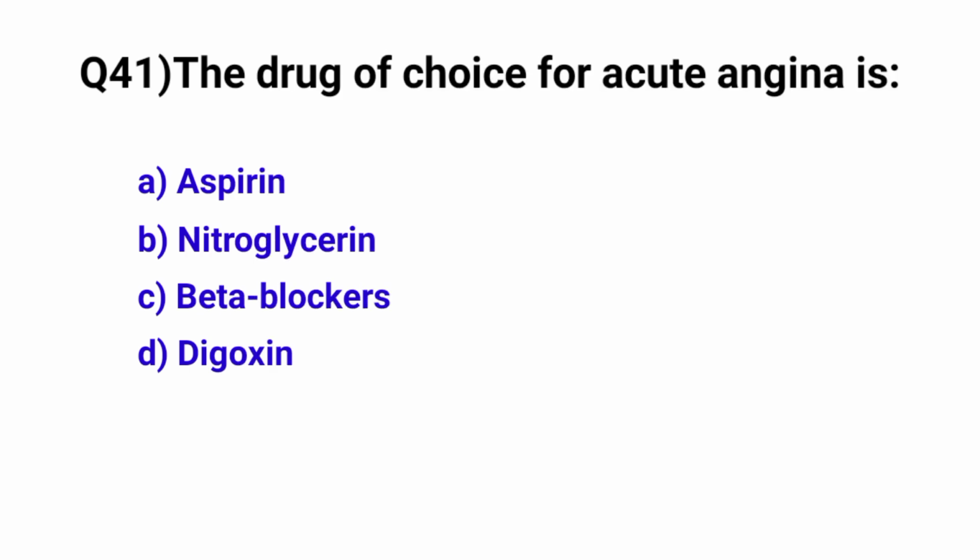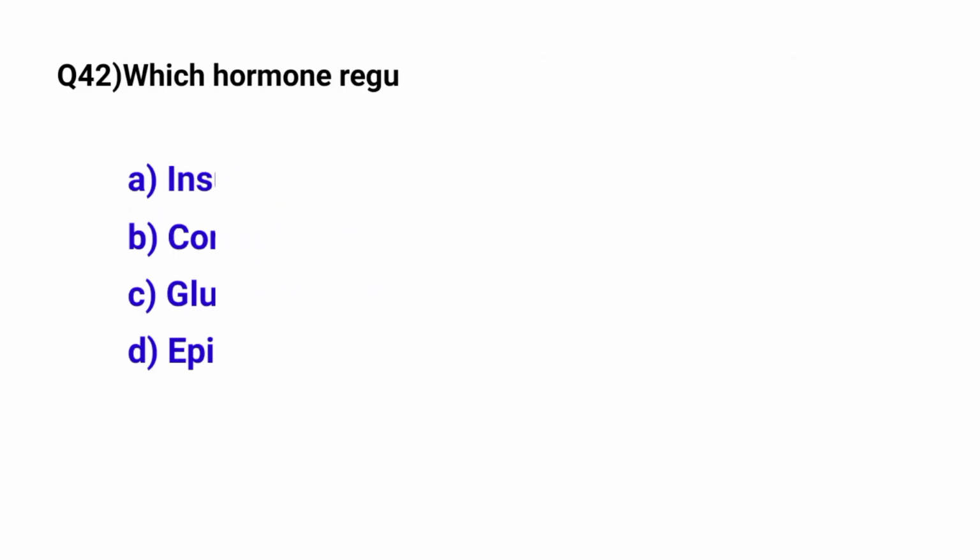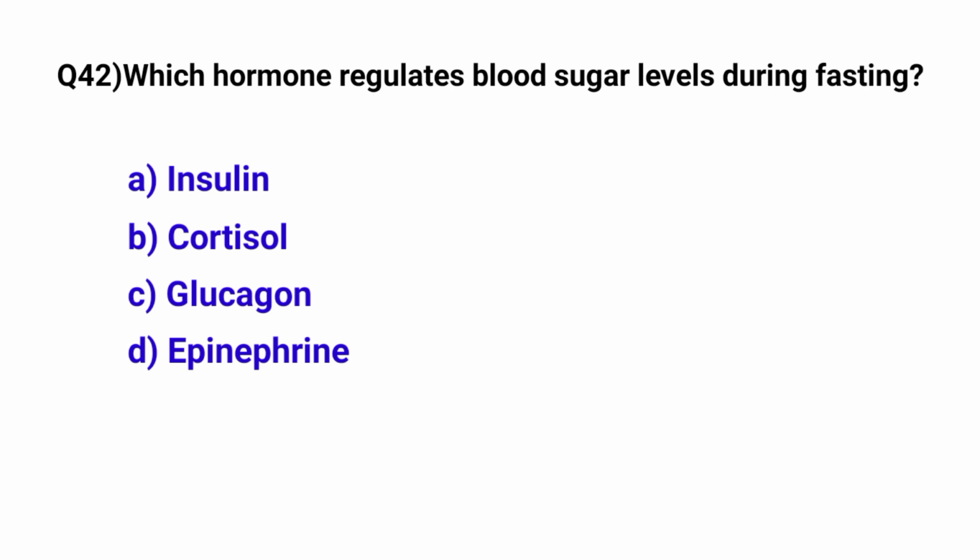Question number 41. The drug of choice for acute angina is. The correct option is B. Nitroglycerin. Question number 42. Which hormone regulates blood sugar levels during fasting? The correct option is C. Glucagon.